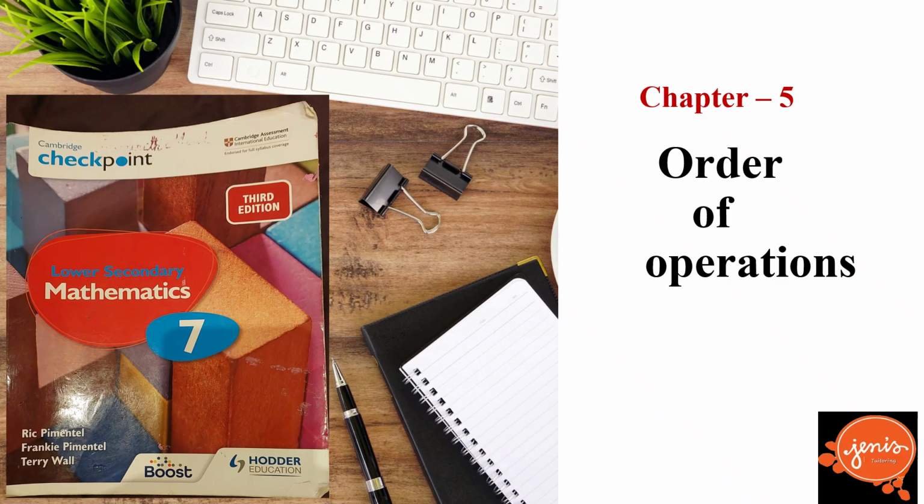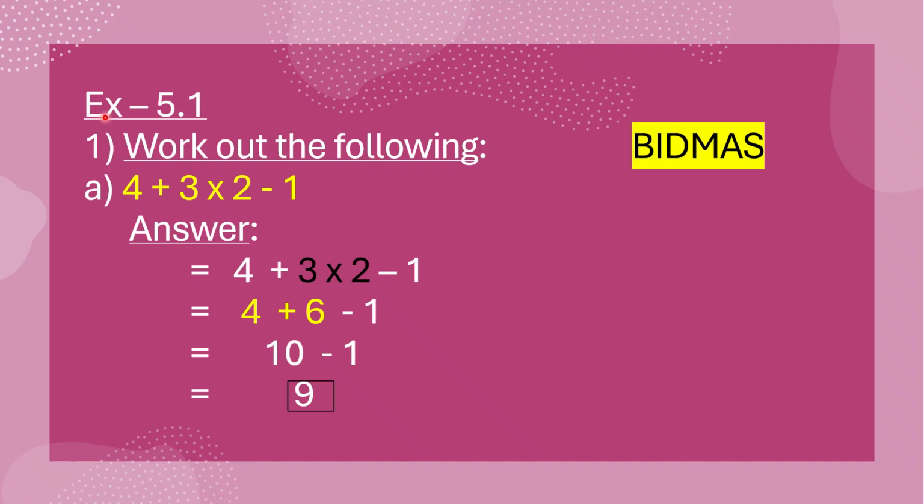This is chapter 5, Order of Operations. Exercise 5.1. First sum, work out the following. A sum is 4 plus 3 into 2 minus 1. Okay, so we have to use BIDMAS here.